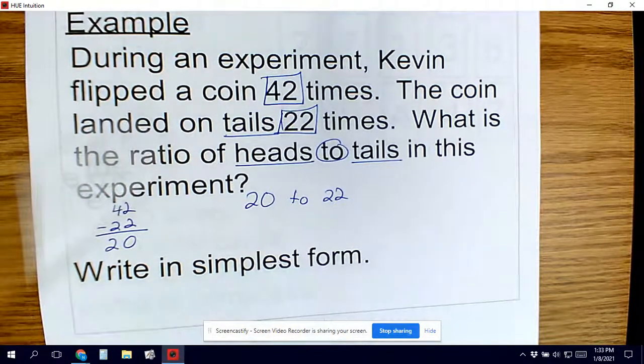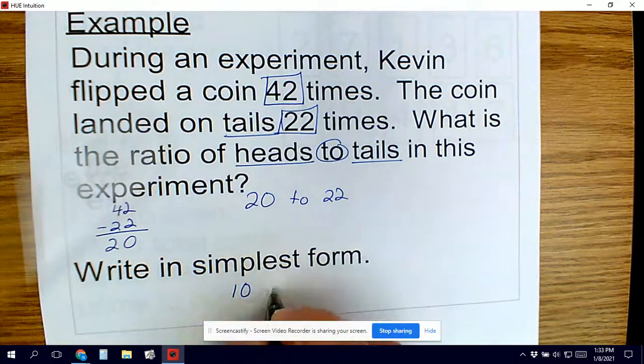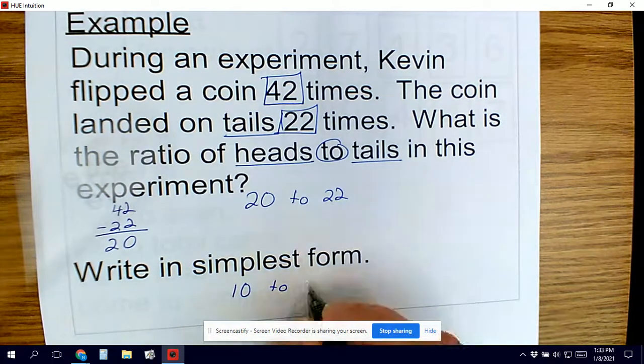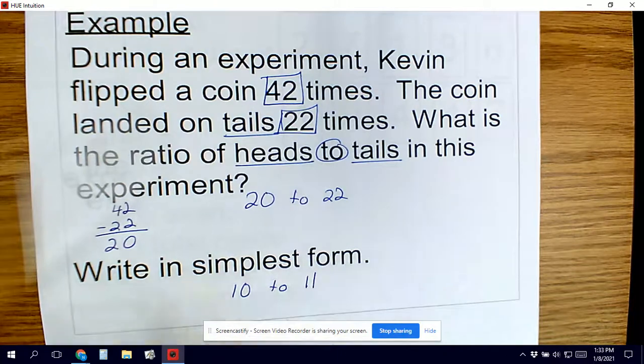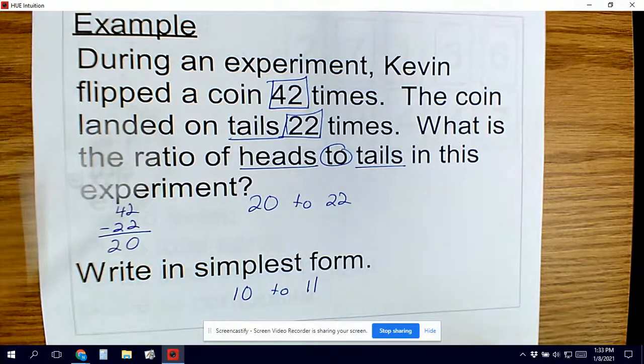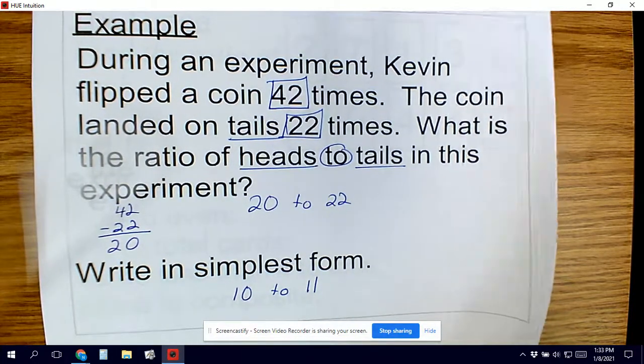And then, just a bonus here, writing this ratio in simplest form, find the greatest common factor between 20 and 22. What are both of those values divisible by? The largest value that will evenly divide into both is 2. 20 divided by 2 is 10. And 22 divided by 2 is 11. So in simplest form, that ratio would be 10 to 11. 10 heads to 11 tails.